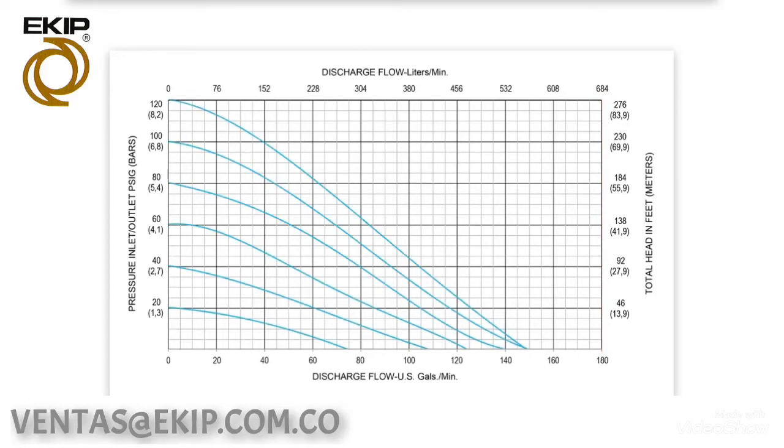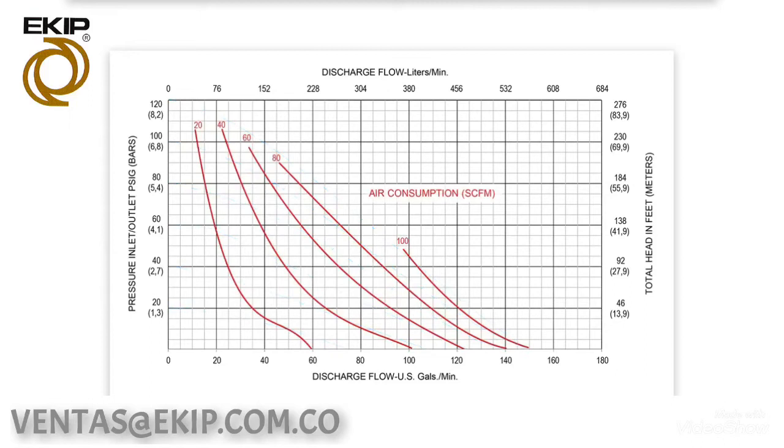The blue curved axis identifies the air inlet pressure. The red curved axis identifies energy consumption or air consumption of the AODD pump. All-Flo's AODD pump's air consumption is measured in standard cubic feet per minute.